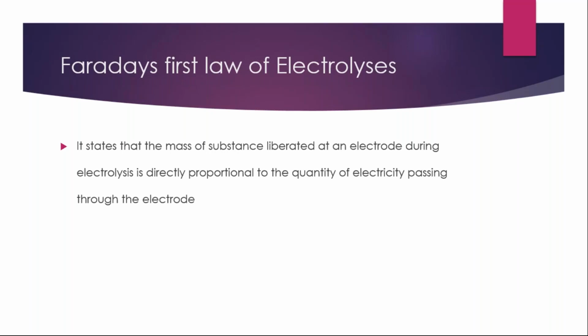So the mass of substance that is liberated at the electrode during electrolysis is directly proportional to the quantity or the amount of electricity that is passing through it. Hence, mathematically, you have that M is directly proportional to Q, where M is mass and Q is the quantity of electrical charge that is passing through the electrolyte. Now remember that Z is always a constant of proportionality.